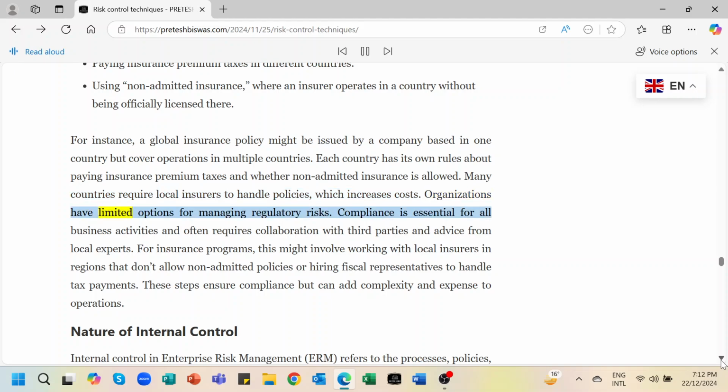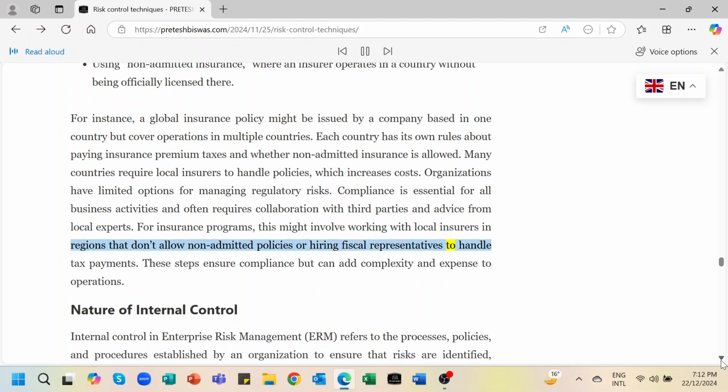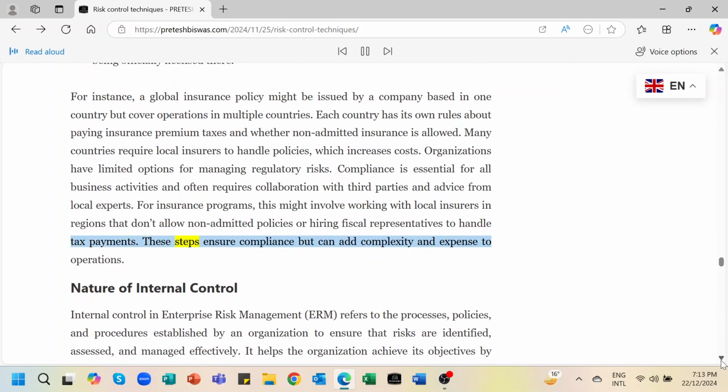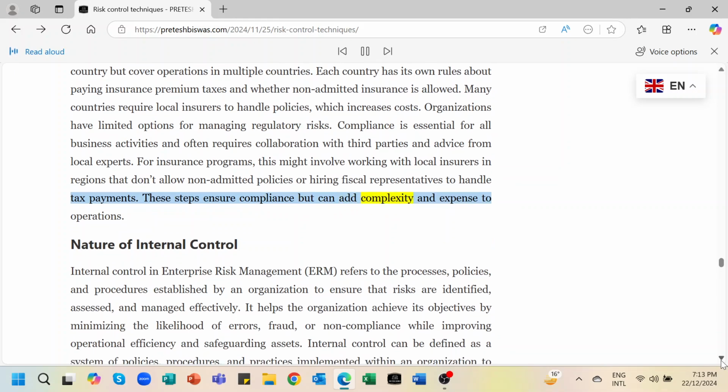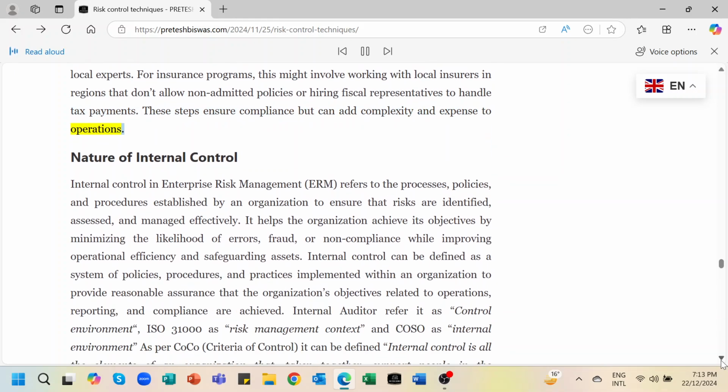Organizations have limited options for managing regulatory risks. Compliance is essential for all business activities and often requires collaboration with third parties and advice from local experts. For insurance programs, this might involve working with local insurers in regions that don't allow non-admitted policies, or hiring fiscal representatives to handle tax payments. These steps ensure compliance, but can add complexity and expense to operations.